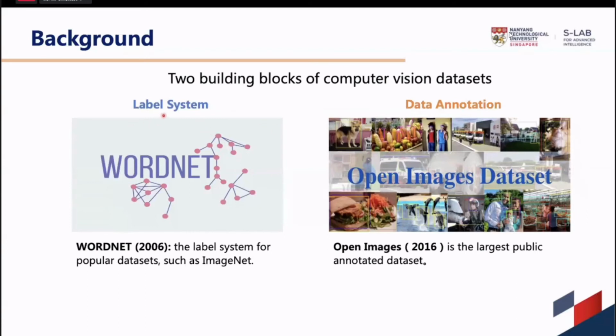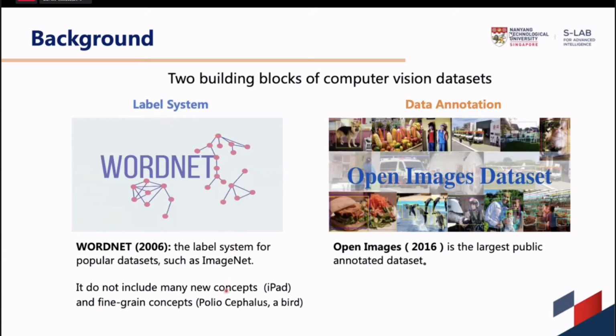For the label system, WordNet, for example, is a commonly used large lexical database of English, which is used as a label system for many popular datasets like ImageNet. Though it is large, it was built in 2006, so it does not include many new words like iPad. And also, WordNet lacks many fine-grained concepts, like this one. It's a kind of bird.